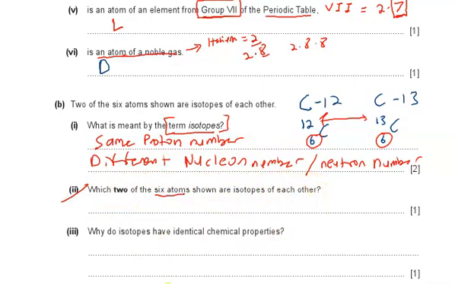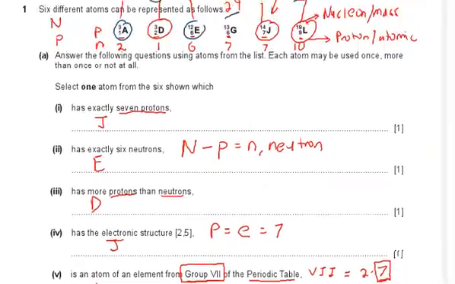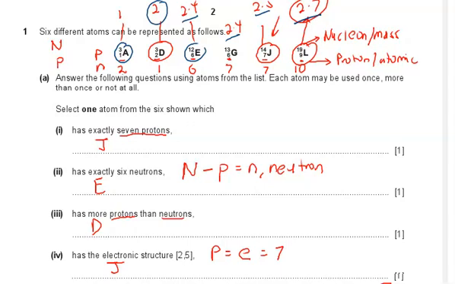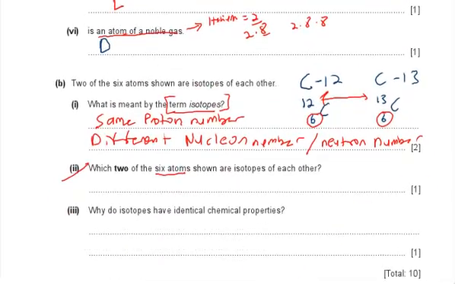So I think we have found which has the same proton. Okay, so here, which one has the same proton? So we have E, which is 12, 6 and 13 G. So 6 and 6. So it should be E and G. So we just write it down here: E and G. Okay.